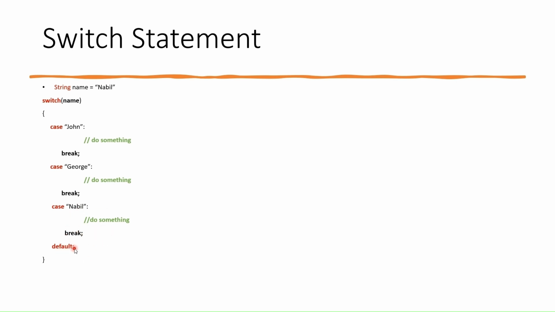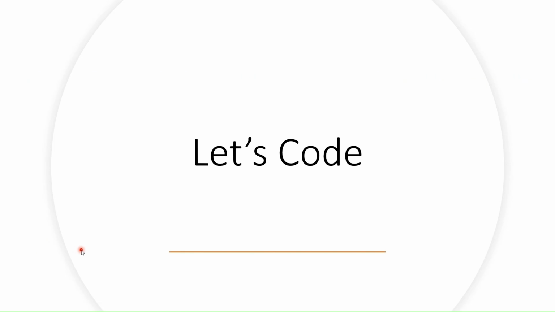Default will happen when none of these cases match the name label. If we have John, George, or like Michelle or Michael, then we don't have any case matching the name, so the default block will execute. And with the default, you don't have to put a break because it is the last option anyway. Now let's go to the IDE and start coding.